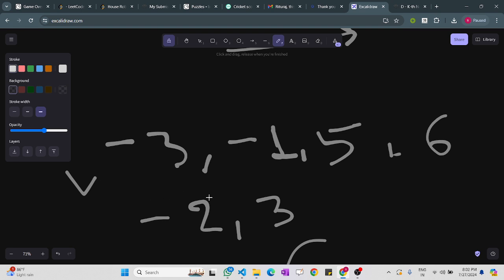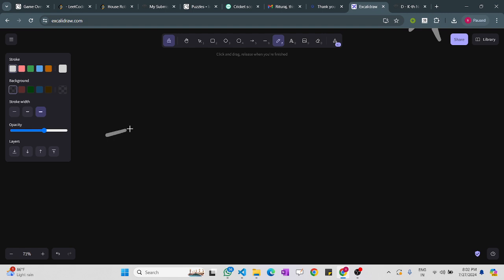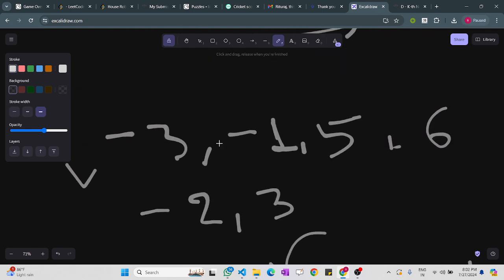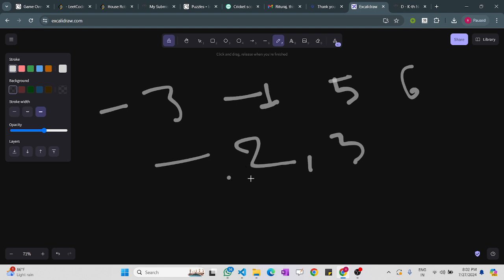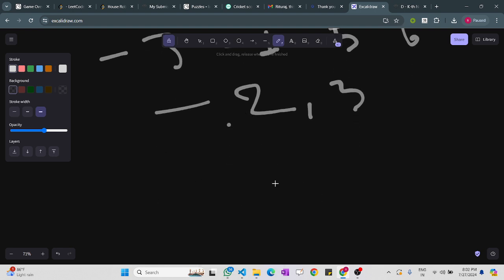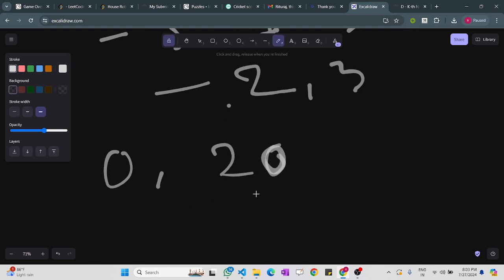Okay, so minus 3, minus 1, 5, 6, and then minus 2 comma 3. In this case I am taking the interval as small. Let's take 0 comma 20 as my interval search space initially, and then I will compute the mid. What is the mid? 0 plus 20 by 2, that is 10. So 10 is my mid, and I am claiming that this will be my answer.